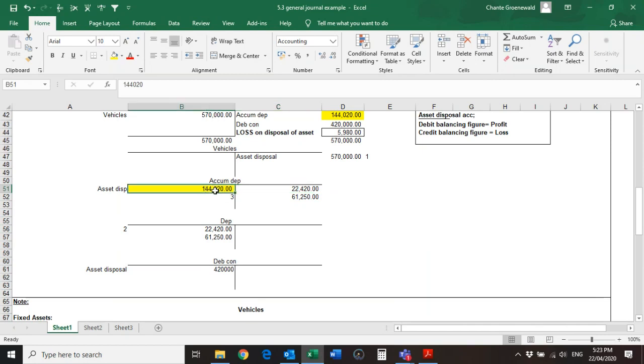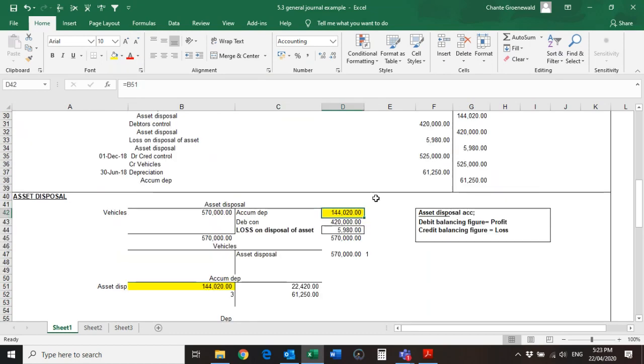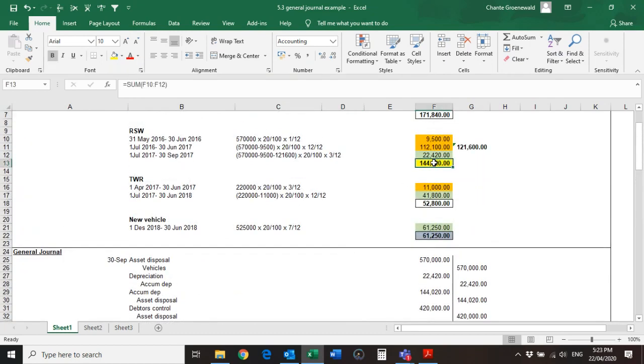What I do want to show you is why I'm de-recognizing this. Because I'm de-recognizing this, I have to then credit the accumulated depreciation. Let's just quickly revise. Why did I get that? Can you see I'm taking out all of the depreciation of this asset? I'm taking out all the previous years' depreciation, which is the balance at the beginning of the year, as well as for the 3 months I had the asset.